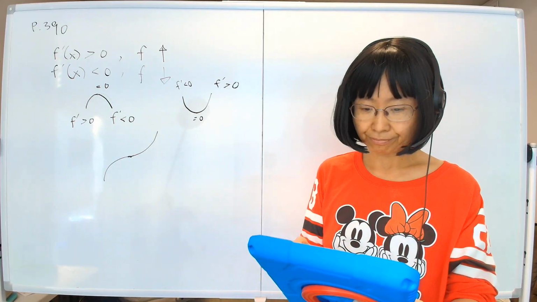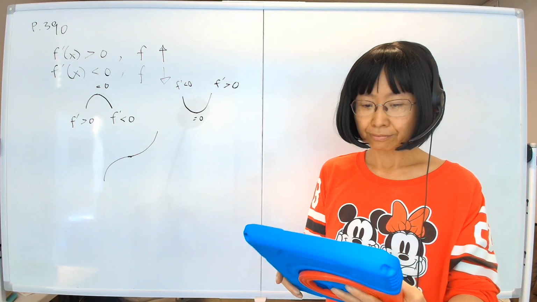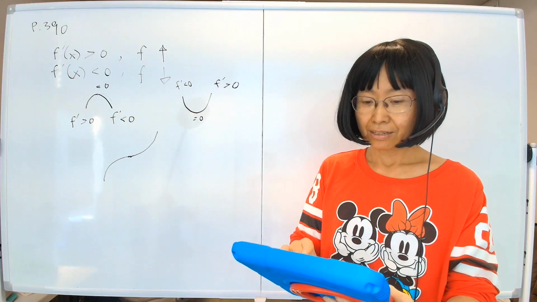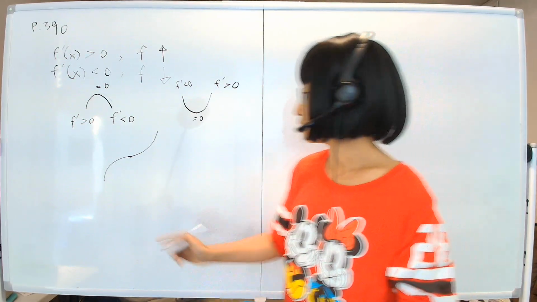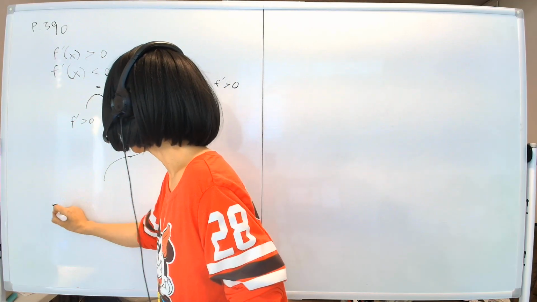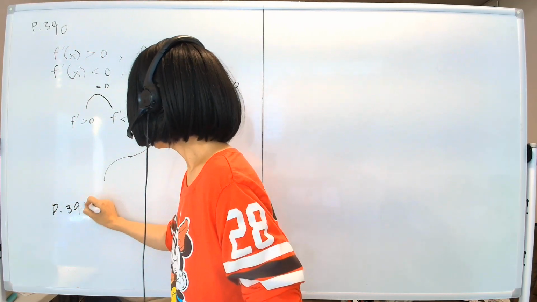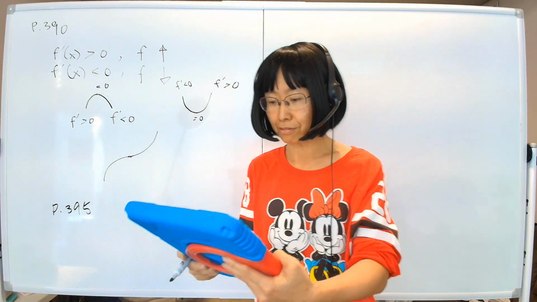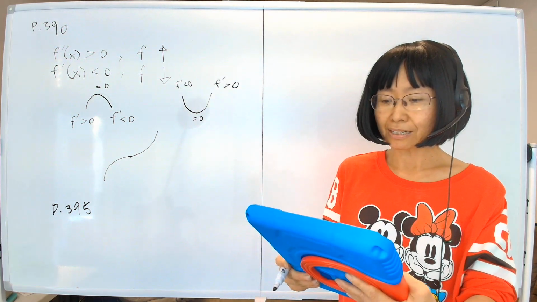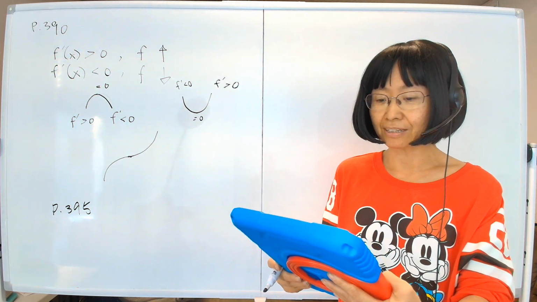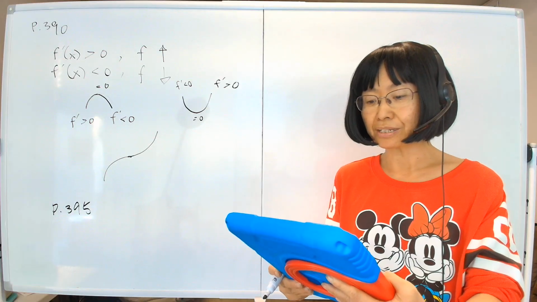Next, concavity. Now I'm on page 395, where we're talking about concavity. What is concavity? Concavity basically means there are two ways. Sorry, there are two ways of doing things.